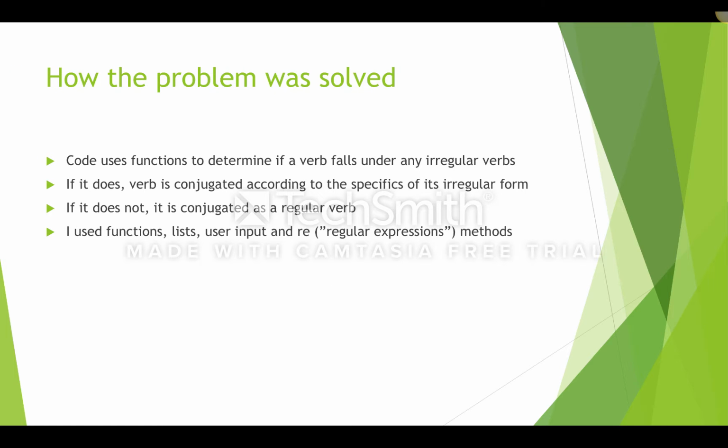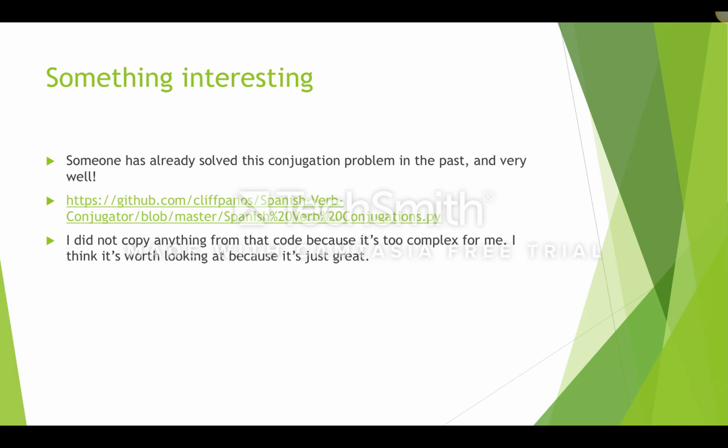My code uses many functions to determine if a verb falls under any irregular verbs. If it finds that a verb is irregular, it will conjugate it accordingly. If it doesn't find it in any irregular verb lists, it will conjugate it as a regular verb. I used functions and lists. My code takes user input, and I also used regular expressions.